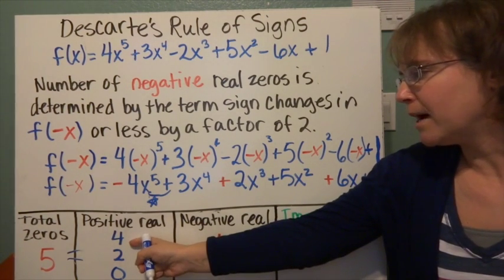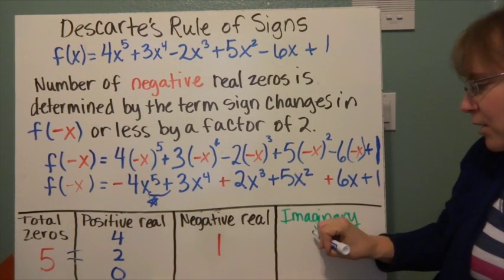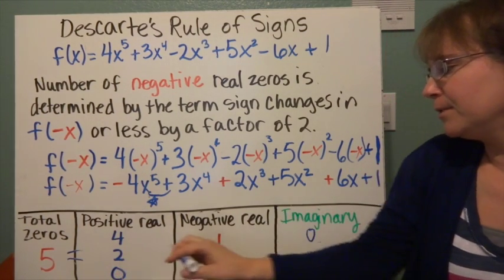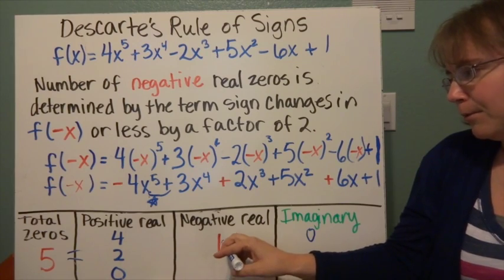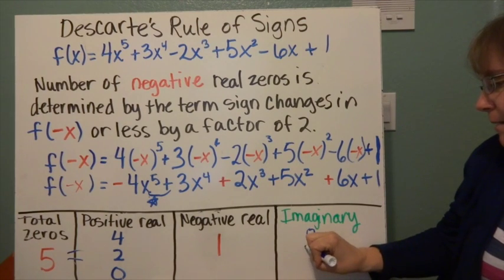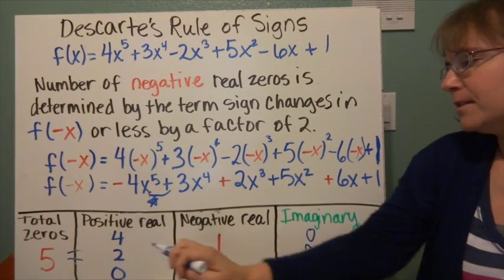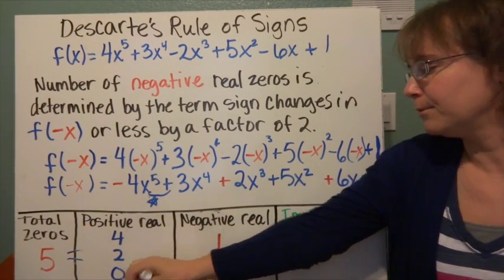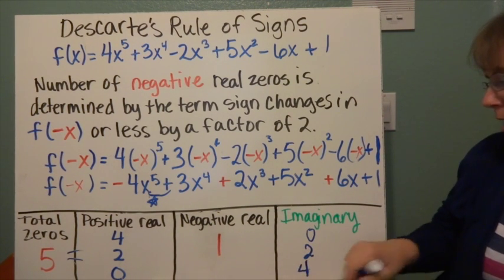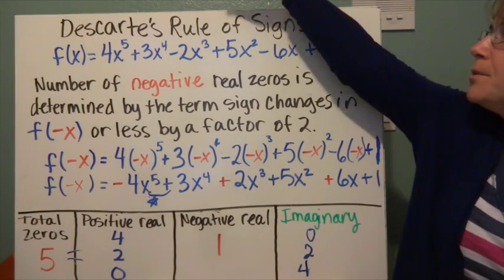So we could have 4 positive real roots, 1 negative root, we have that every time, and that's a total of 5. So we could have 0 imaginary, that's a possibility. Well, we could have 2 positive real roots, and we know we have 1 negative real root, so that's a total of 3, but we need 5, so we have to have a 2 here. So that would give us a total of 5 zeros. Well, we could have 0 positive real roots and 1 negative. That would leave us with having to have 4 imaginary roots. And so that's how we determine how many imaginary roots we have.